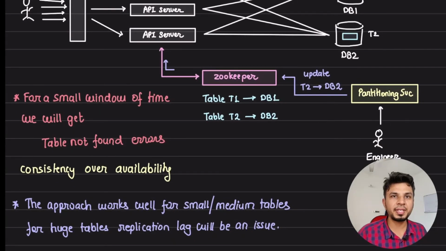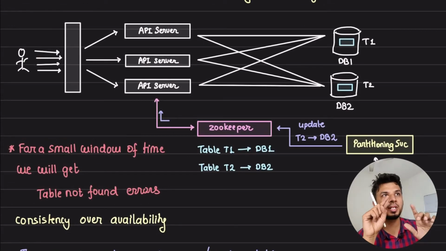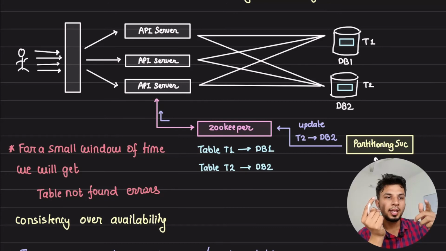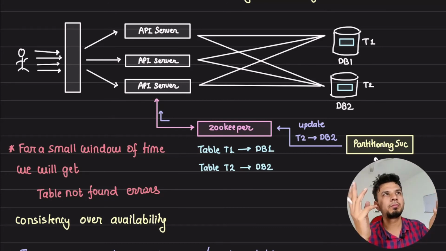So here, if you would have seen, we have a small time window where you will get table not found errors, right? Because when you are renaming the table in DB1, updating the Zookeeper, and this update is getting sent to the API servers, for that small time window, hardly 5 milliseconds, 10 milliseconds, at max 15 milliseconds, not more than that, you will get a table not found error, so your writes will be affected.